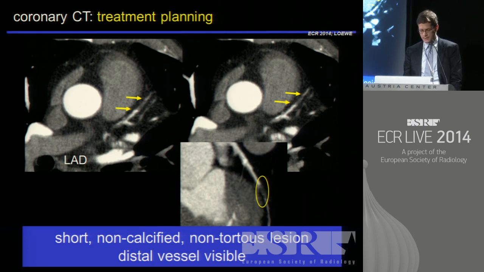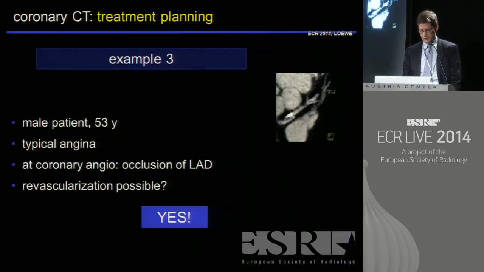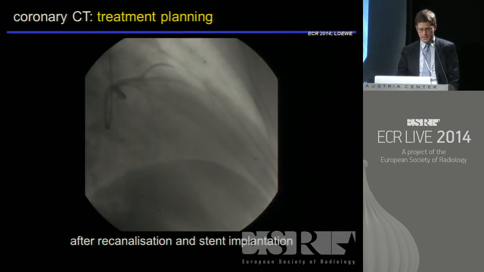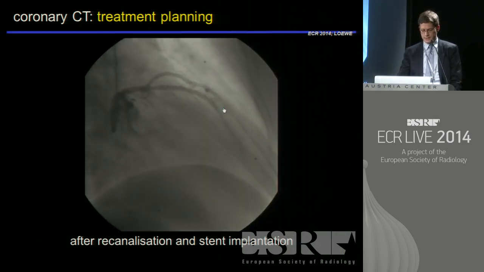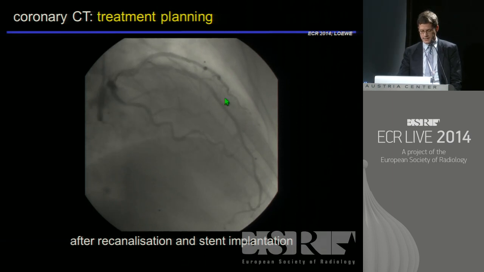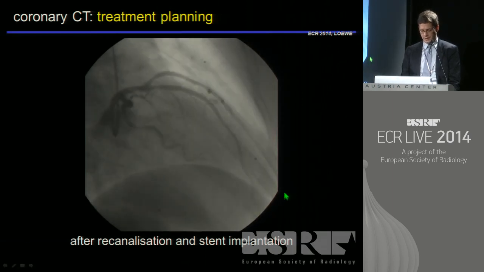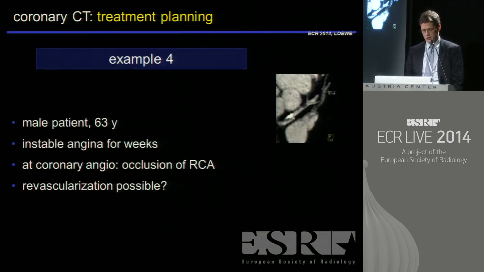So we were convinced after looking at the CT that the revascularization might be successful, and this is the control angio after successful stent implantation of the occluded LAD, and you can see a very nice distal outflow here. So it can be helpful even in addition to the coronary angio.